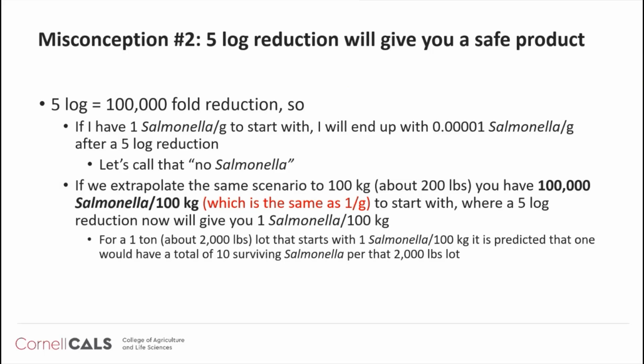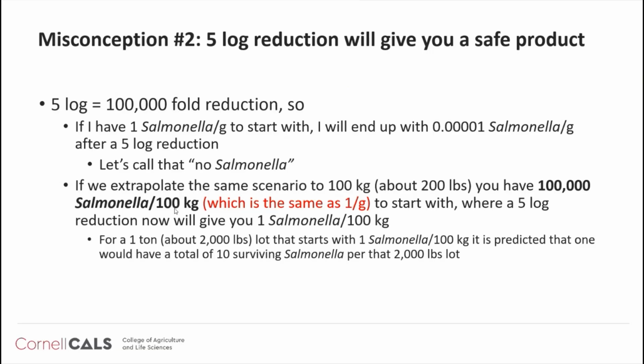Now, if we look at a scale that's much more reasonable for commercial production of almost anything, let's just look at a 100-kilogram lot. If I have 100 kilograms of a product, where I still start with 1 per gram, but now the 1 per gram is the same as 100,000 Salmonella per 100 kilograms.